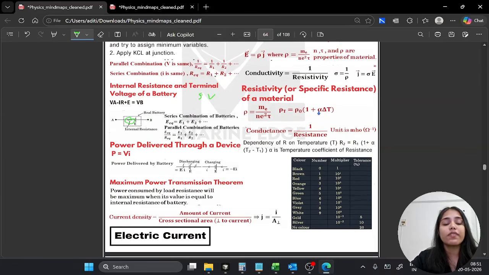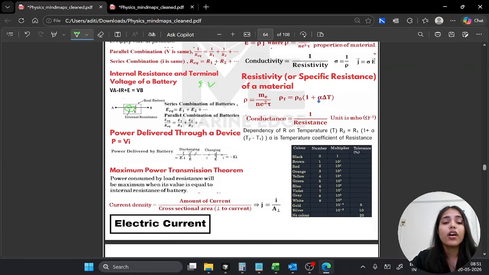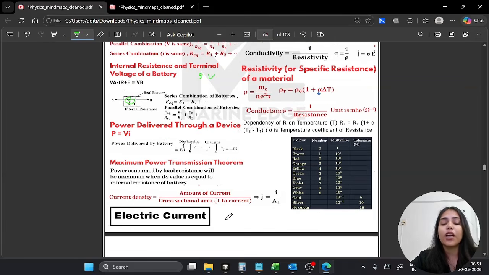Now, how much power is delivered through a device? The calculation of power is done by V into I, where V is the voltage and I is the current flowing through it. Now, the maximum power transmission theorem, what does it say? The power consumed by a load resistor will be maximum when its value is equal to the internal resistance of the battery. Next is current density, the amount of current flowing through a cross-sectional area, denoted by J, that is I upon A.